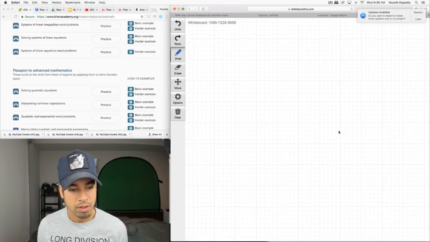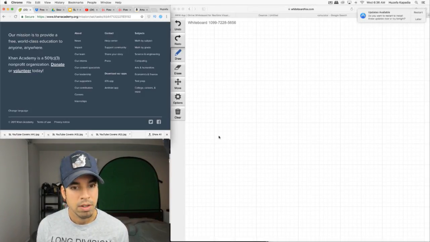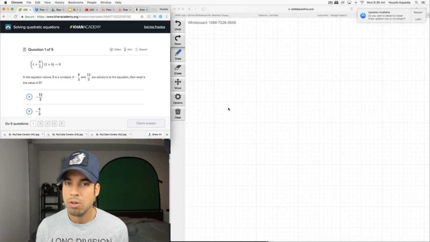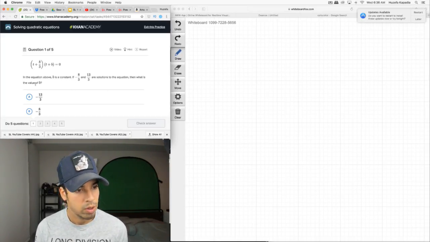All right. Without further ado, solving quadratic equations. Let's do it. And as always, I'm solving these for the first time, so that's always part of the fun. I'm figuring it out with you. In the equation above, b is a constant. If negative 8/3 and 13/3 are solutions to the equation, then what is the value of b?